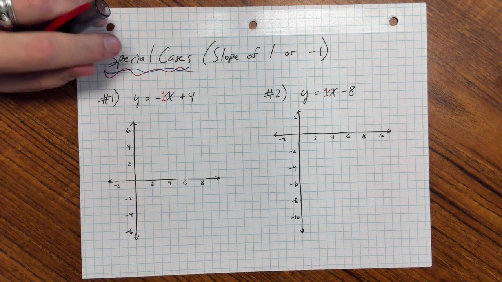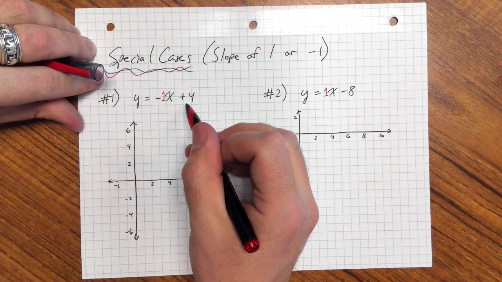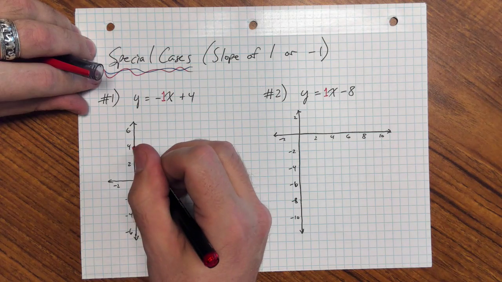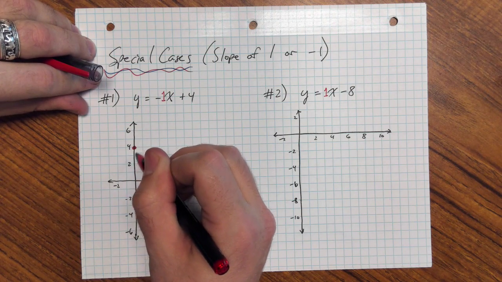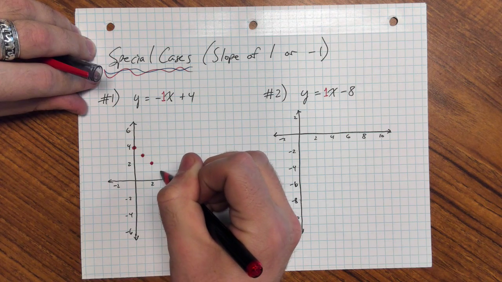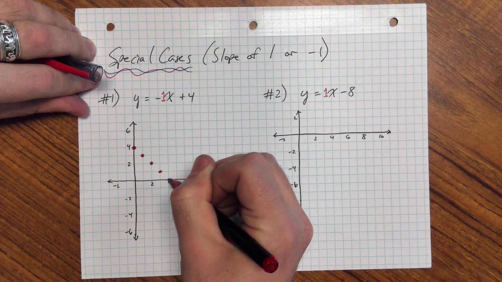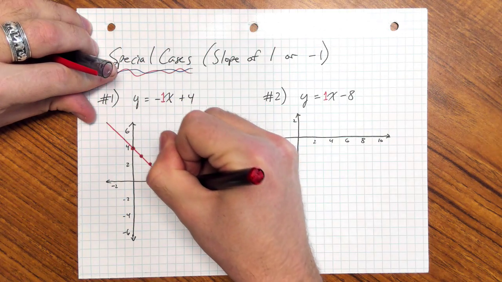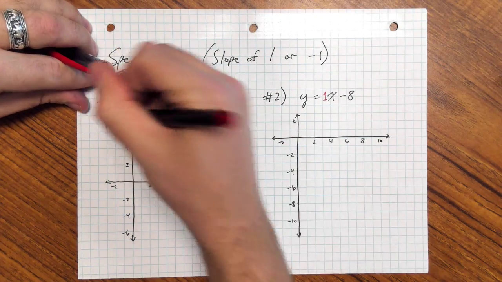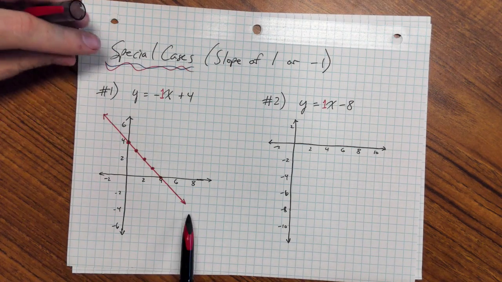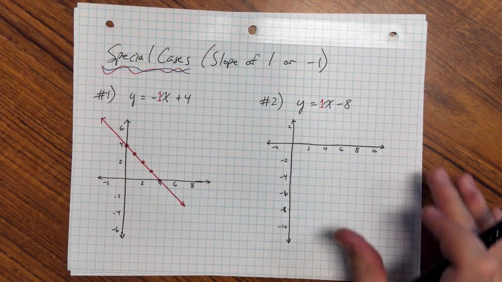So when you graph this, the y-intercept of this first one is positive 4. And then the slope says down 1, -1, but then over 1. Down 1, over 1. Down 1, over 1. Down 1, and you could just keep going if you wanted to. And there's our line. Okay, and you'll notice it's just a very simple slant to it, about a 45-degree angle.